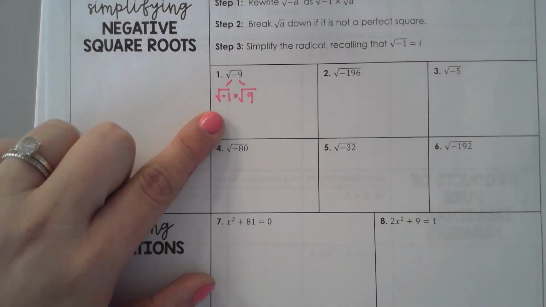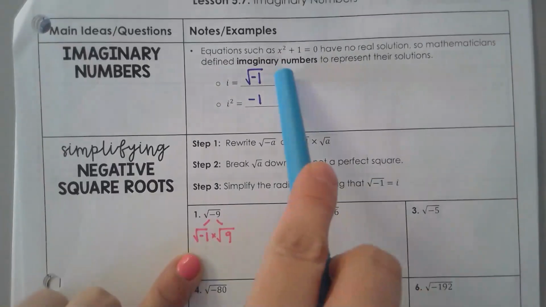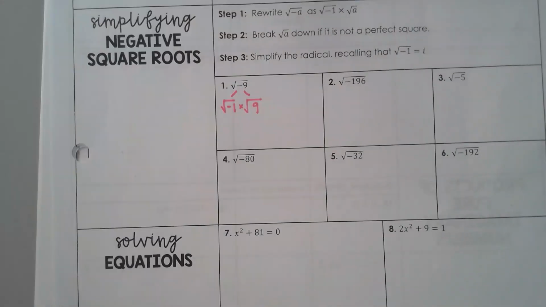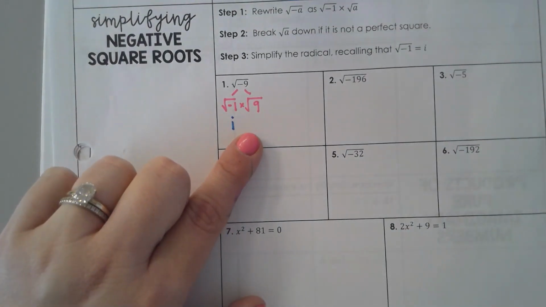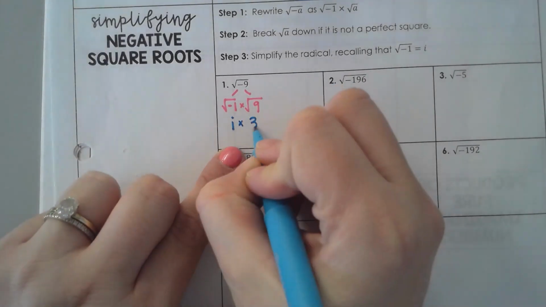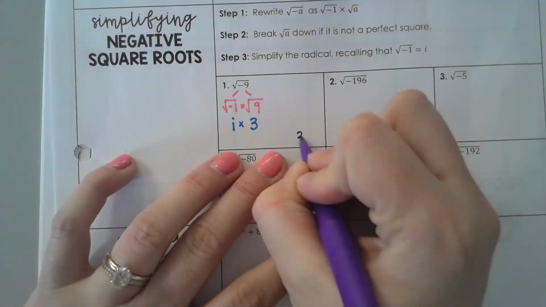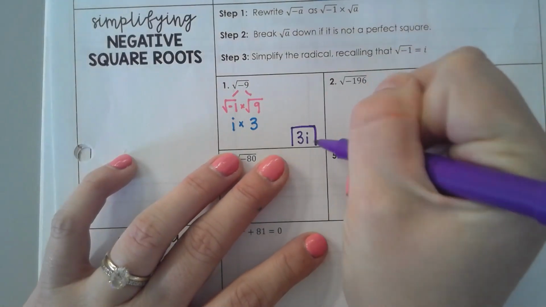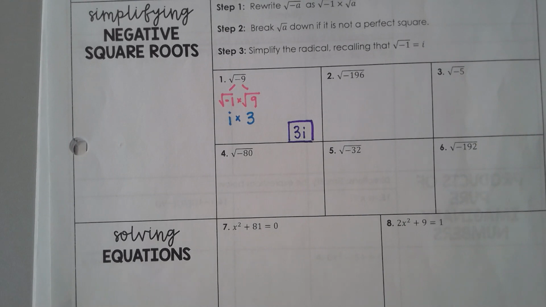What is the square root of negative 1? It's i. Is 9 a perfect square? Yes. What is the square root of 9? 3. So this is really i times 3, which we write as 3i, like normal variables. So the square root of negative 9 is 3i.